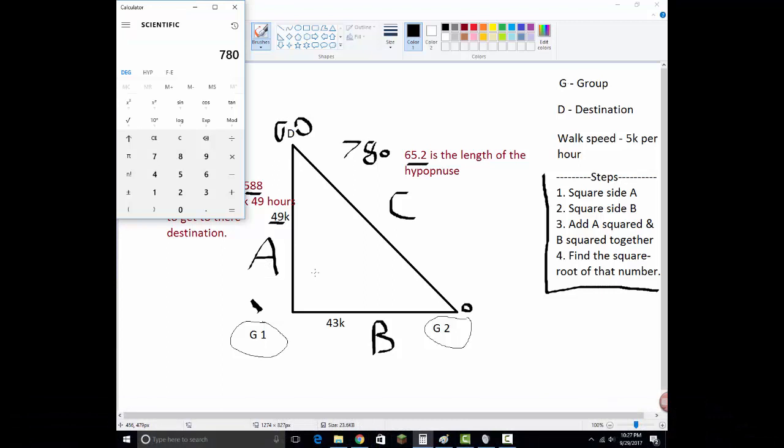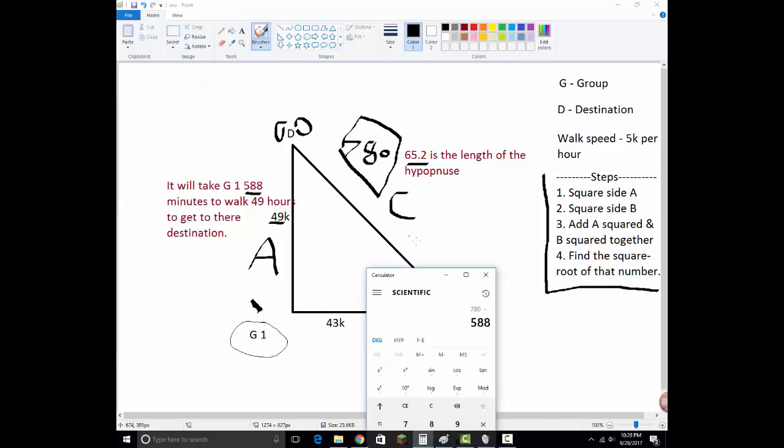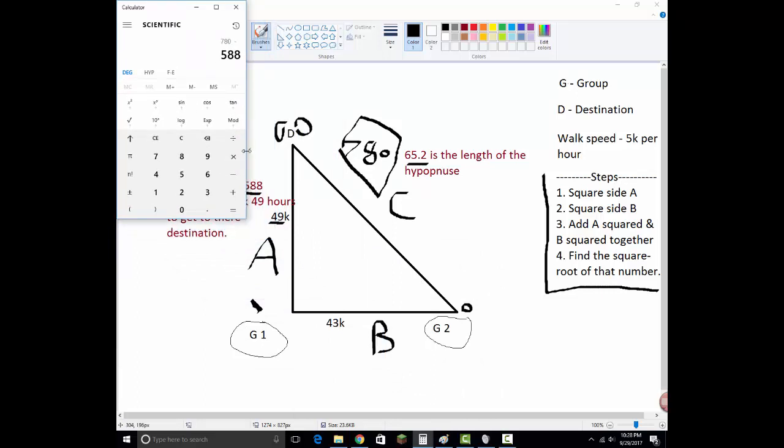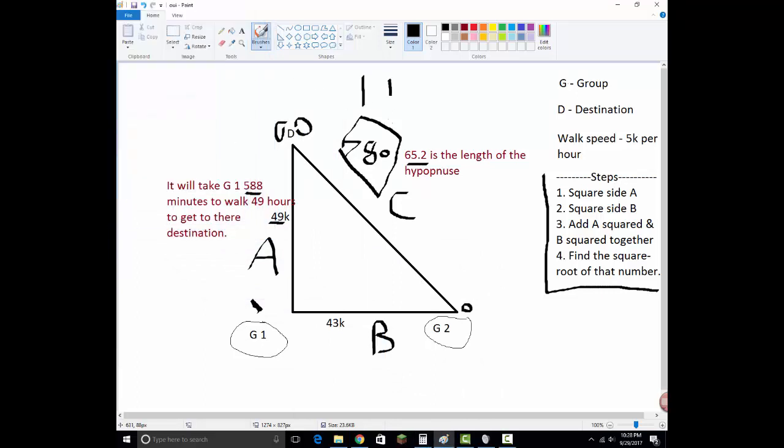Now, to find out the exact amount of time group 2 needs to leave before group 1 to get to their destination, all you have to do is 780 and subtract 588, which is group 1's length of time to get to their destination. And bingo! Your answer is 192 minutes. So, this route here, if you're walking at 5 kilometers an hour, would take 192 minutes longer than if you were going to walk from group 1's starting location to their destination.